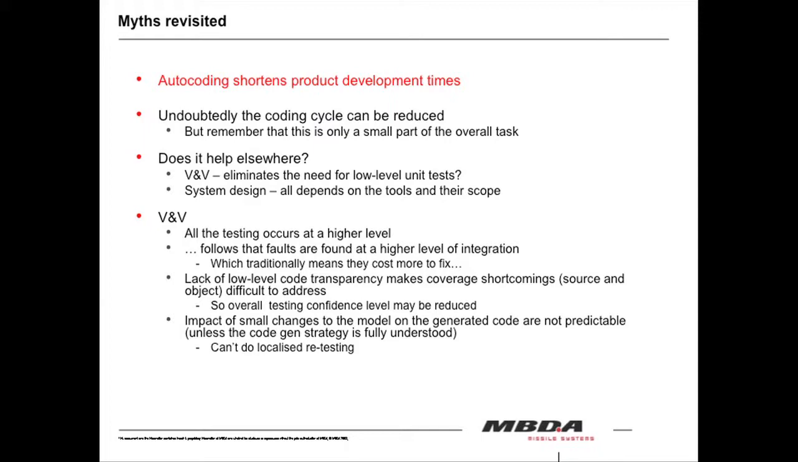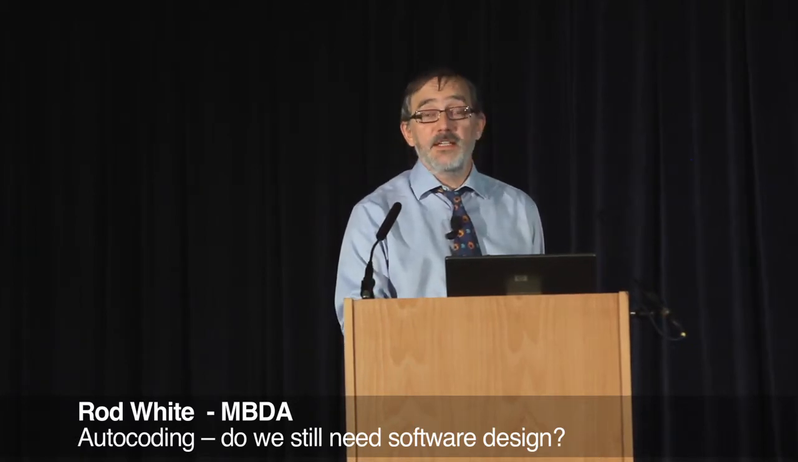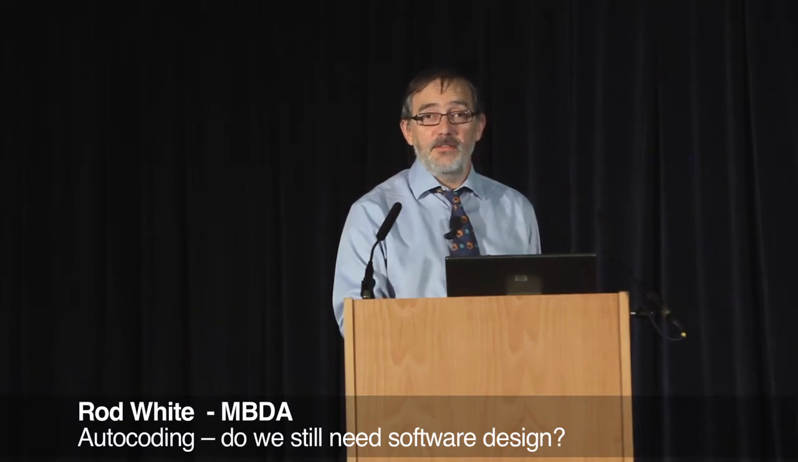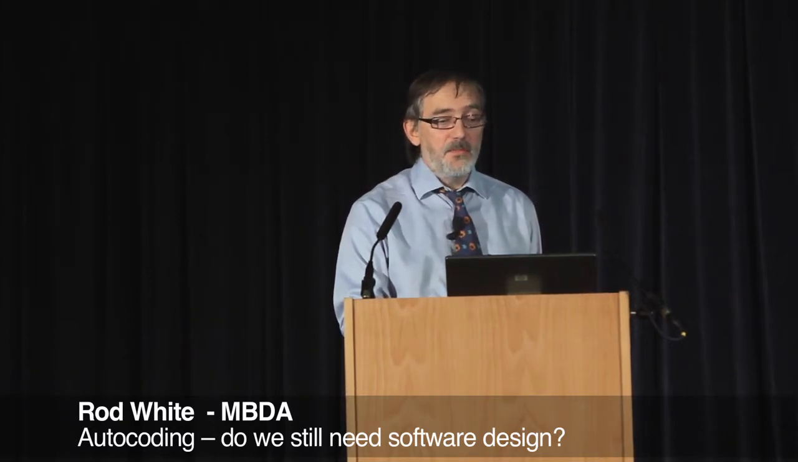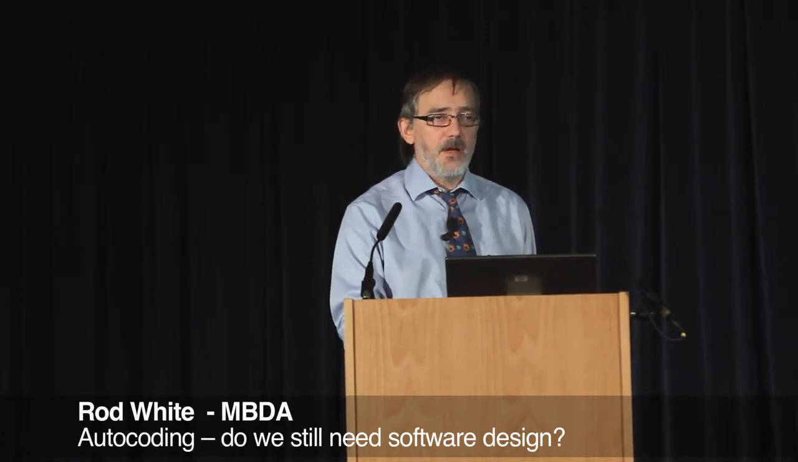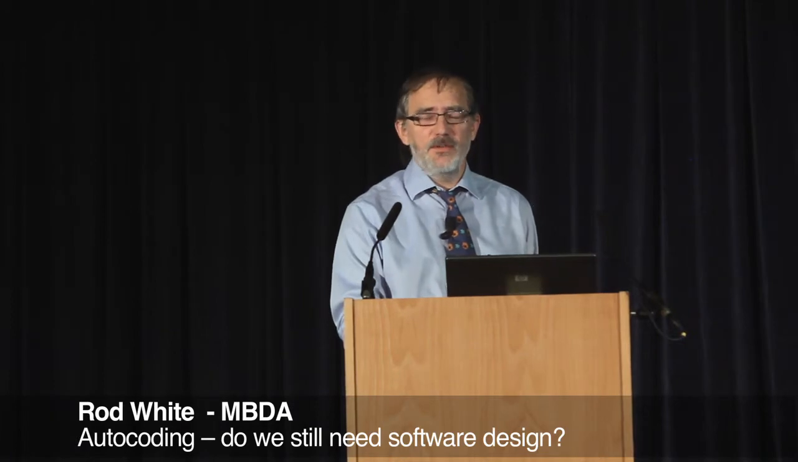If you think about V&V, what we've done with autocoders is move all the testing to a higher level. And that follows that all the faults are found at that high level of integration, which means that we're now in the area where they're traditionally more expensive to fix. So have we saved anything? It's hard to justify saying you've saved anything at that point.